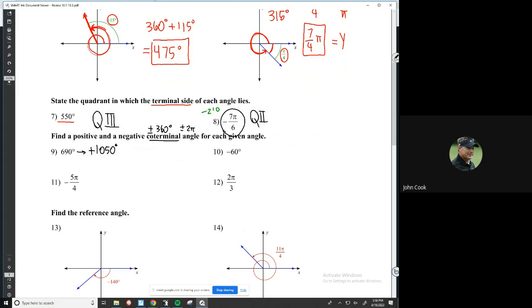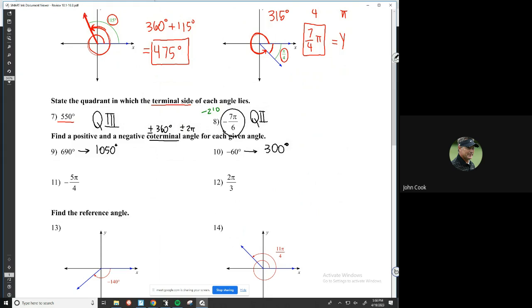Let's do the same thing over here. I'm just going to take negative 60 degrees and add on 360 degrees. Okay, well, if I do that, then I get 300 degrees. So that means that 300 degrees is a positive coterminal angle for that thing. And I can keep adding on 360, by the way, if I wanted to. That would give me more and more and more positive coterminal angles.